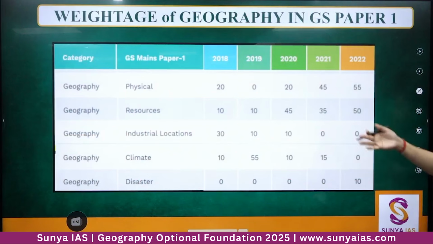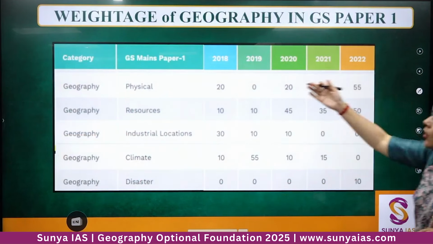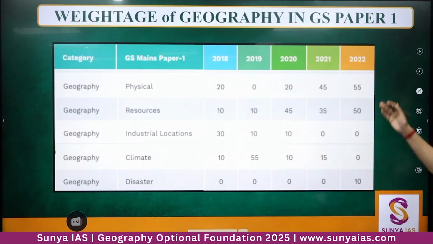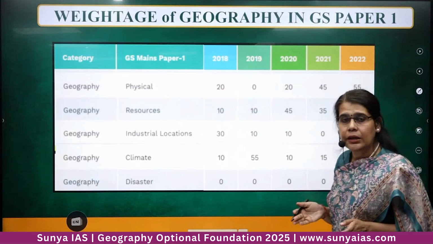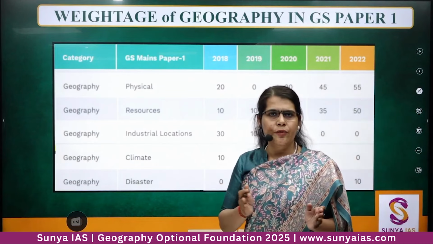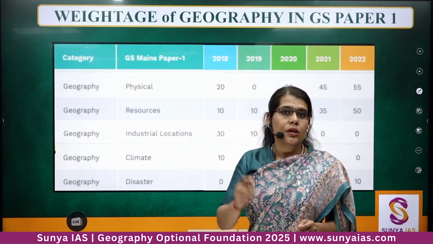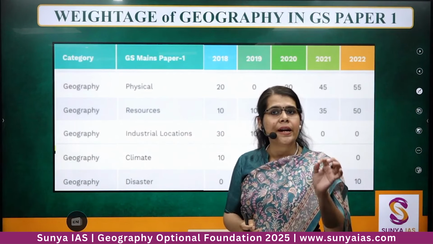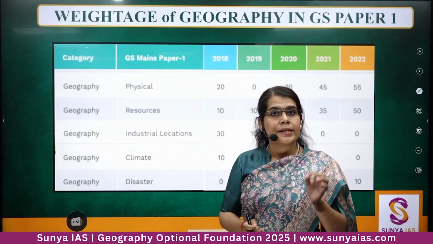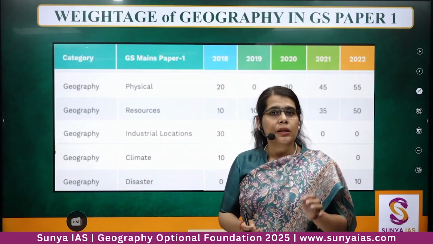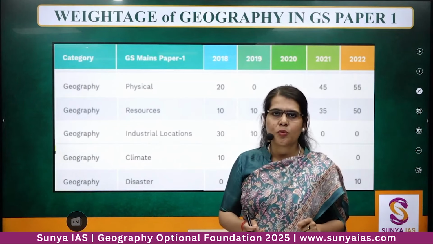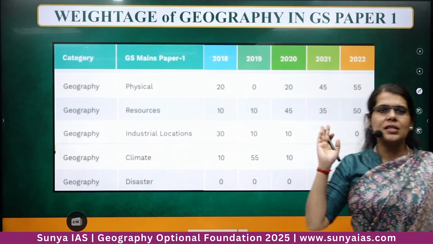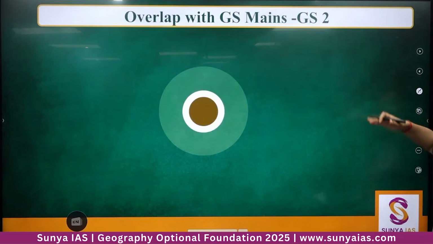Okay. Now, for an example, you can see that from physical geography, resources, industries, climate, disaster, etc., each year almost 100 to 110 marks, a bit of variation is there, is being asked in the GS paper 1 geography section. What does that mean? That this 100 or 110 marks section can be easily attempted if you have geography as an optional subject, right? You need not do any specific other studies for at least this section. Okay. Now, let's move to the other papers as well.